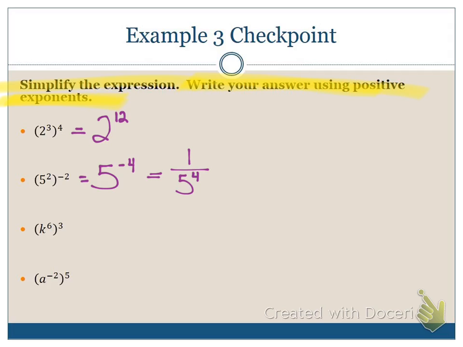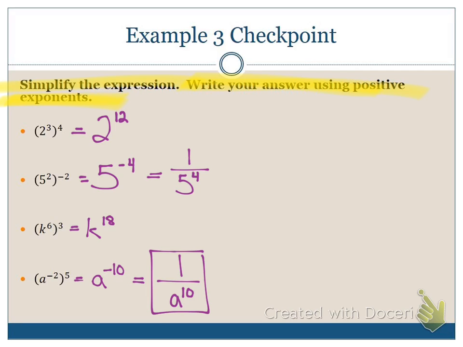What about the third one? K to the 18th. What about the fourth one? 1 over 8 to the 10th. Man, you guys are awesome. Who got them all right? Okay, great job, guys. We're through example 3. Take a deep breath. The final example. The last example.